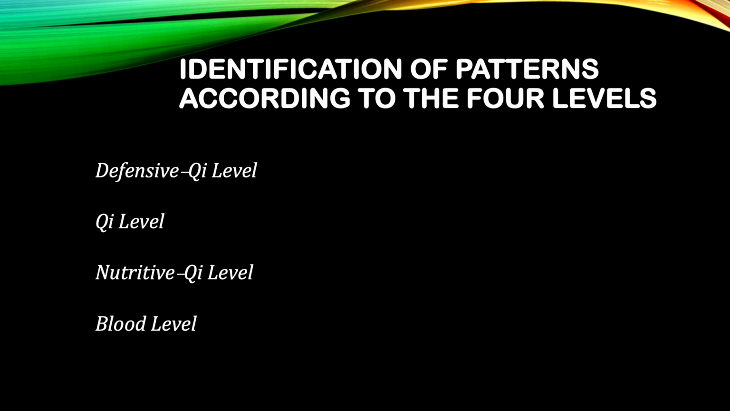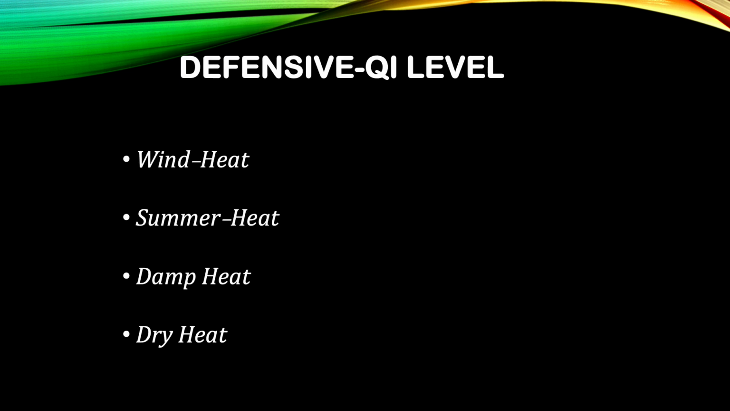Identification of patterns according to the 4 levels. At the defensive chi level, we have wind heat, summer heat, damp heat, and dry heat.